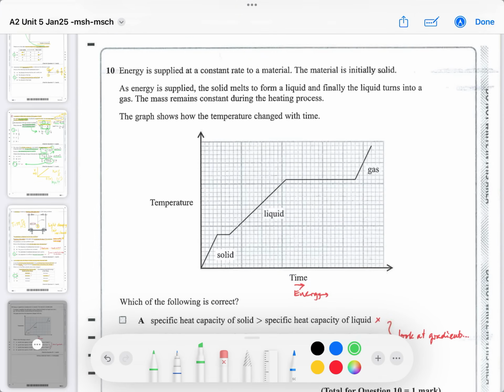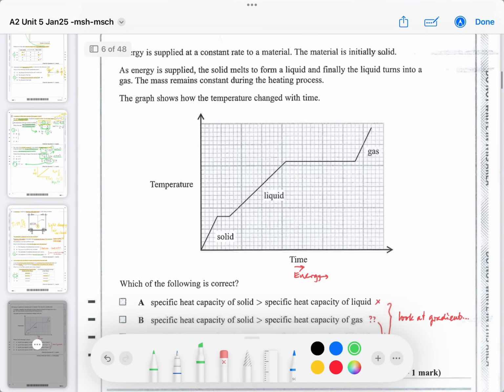Question 10, the last multiple choice question. It says energy is supplied at a constant rate to a material. Constant rate means time, so the bigger the time, the more energy you've given. The material is initially solid, so we're going from time 0 here, increasing time, melting it, and then eventually boiling it into a gas. As energy is supplied, that means moving right on the curve: the solid melts, forms a liquid, then finally liquid turns into a gas, as I explained.